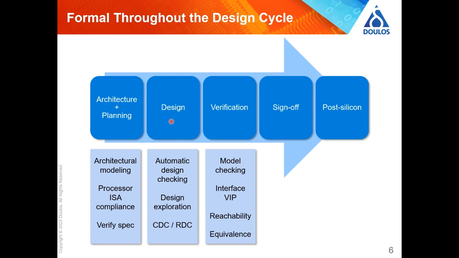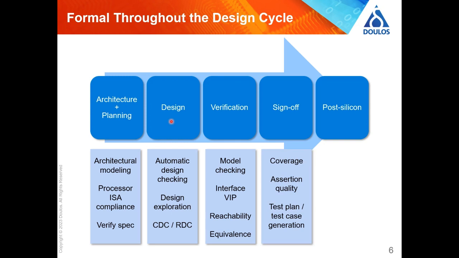And then we can also include formal into our sign-off criteria, just as we use our different coverage metrics and so on for sign-off from our simulation metrics. We can also use the same type of metrics from formal and include that part of the sign-off. For example, we can see what parts of the design formal tested, how well it covered the design. We can even use it to measure the quality of our assertions.